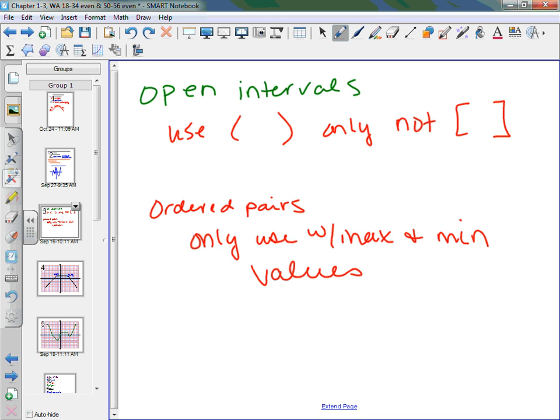All other parentheses with a comma in them are going to be intervals. Do we all get that, yes or no?